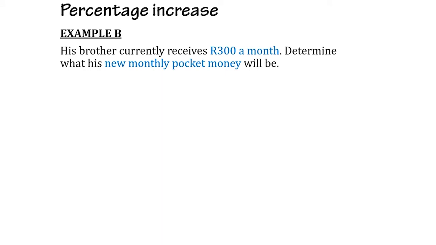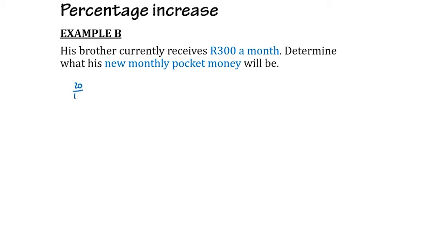Right, let's look at another example here. His brother currently receives 300 Rand a month. Determine what his new pocket money will be. Remember, his brother's also going to get 20% of his original amount. Now, he's earning a little bit more, probably his older brother. So if he's receiving more money per month, we can expect him to receive a bigger increase. Let's go and work out what that is.